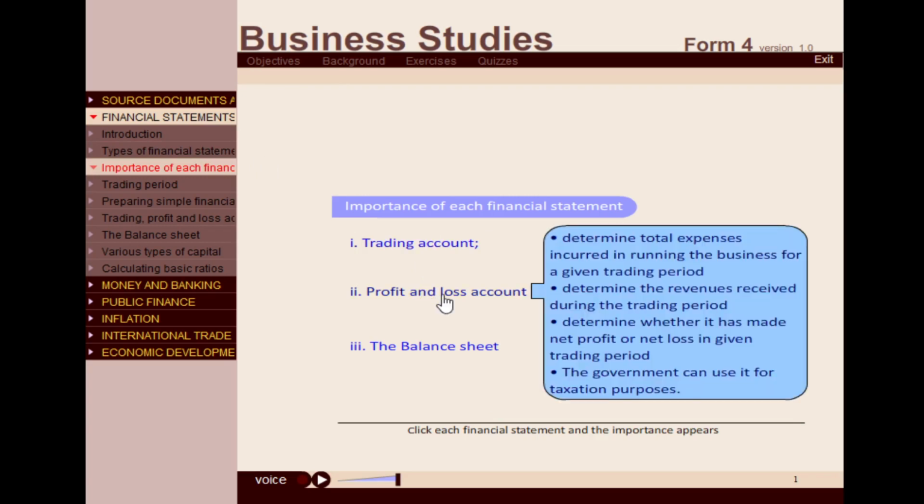Importance of profit and loss account. Determine total expenses incurred in running the business for a given trading period. Determine the revenues received during the trading period. Determines whether it has made net profit or net loss in given trading period. And the government can use it for taxation purposes.